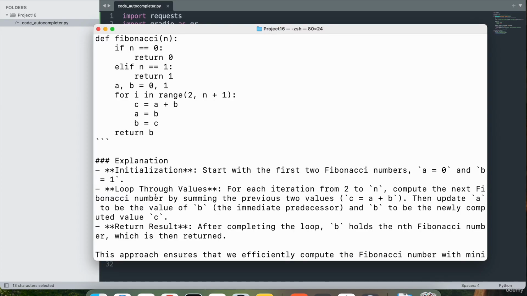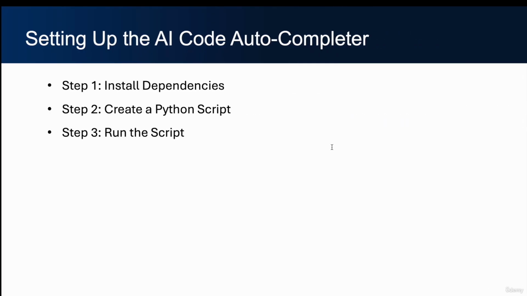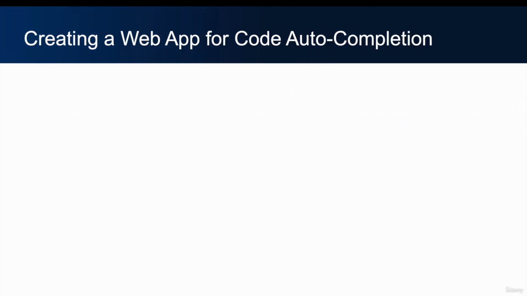Now again, it talks about the explanation here, initialization, loop through values. It gives you all the information that you need to write this code. So perfect. That's exactly what we were expecting. I hope you were able to get this. I'm going to clear this out and jump into our next section, which is creating a web app for code auto completion. Now let's build a Gradio web interface where users can enter incomplete code and receive AI suggestions.